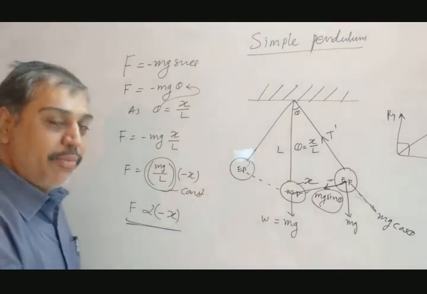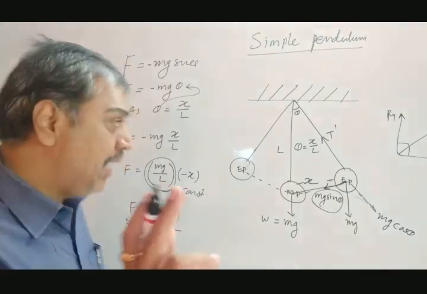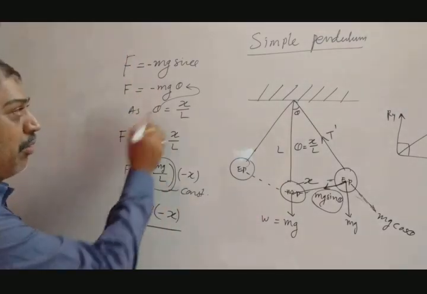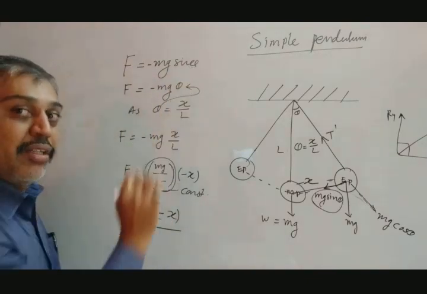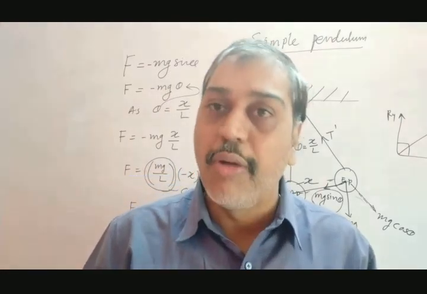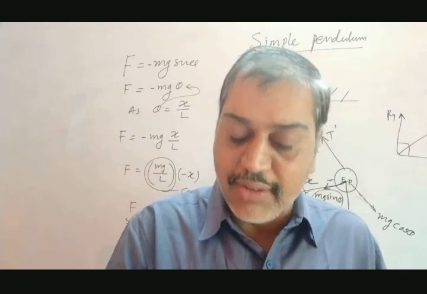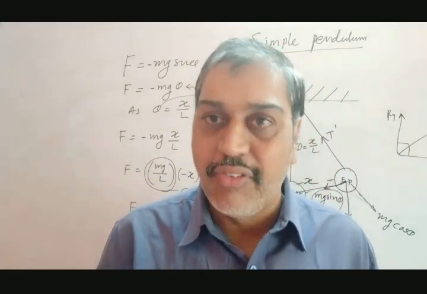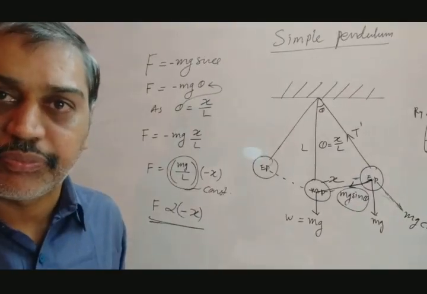That means the bob of a simple pendulum performs simple harmonic motion only if theta is very small, because otherwise we can't write sine theta equals theta. Except when theta is very small, the bob of the simple pendulum performs simple harmonic motion. After that, we have to find the time period of the simple pendulum. For this time period, we know the equation, so I will write that equation here.